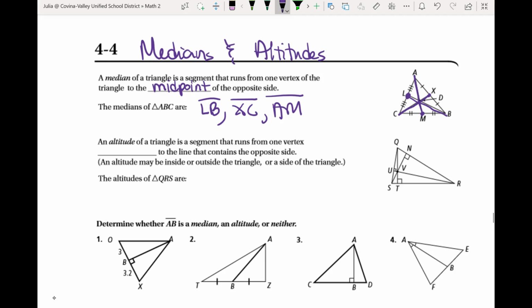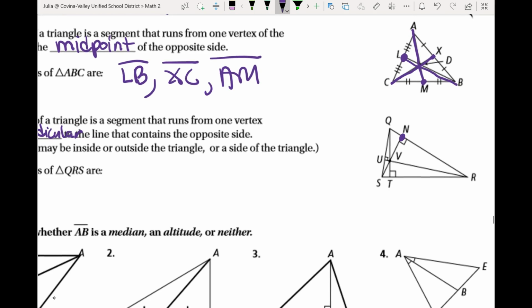An altitude is a segment that runs from one vertex perpendicular to the line on the opposite side, making a right angle. So the 3 altitudes are: find the right angle and then count it going across the triangle. So we would start at N, here's a right angle, N what? NS. You said QT. Good. T is the altitude or the right angle, and it goes up to Q. And the last one, the right angle is at U, and it goes to R. Good. UR.